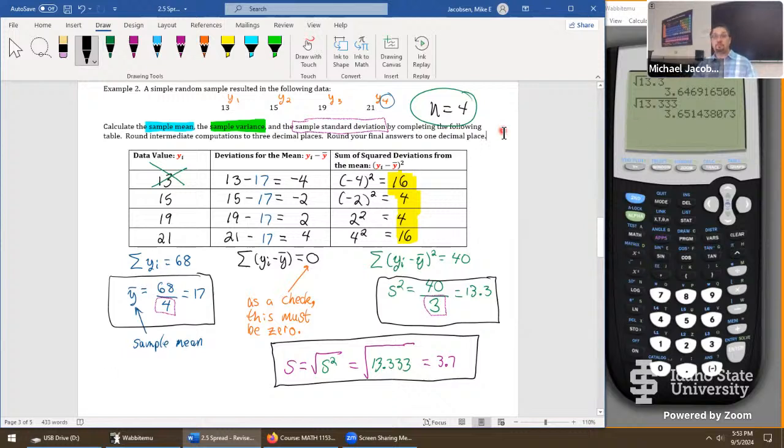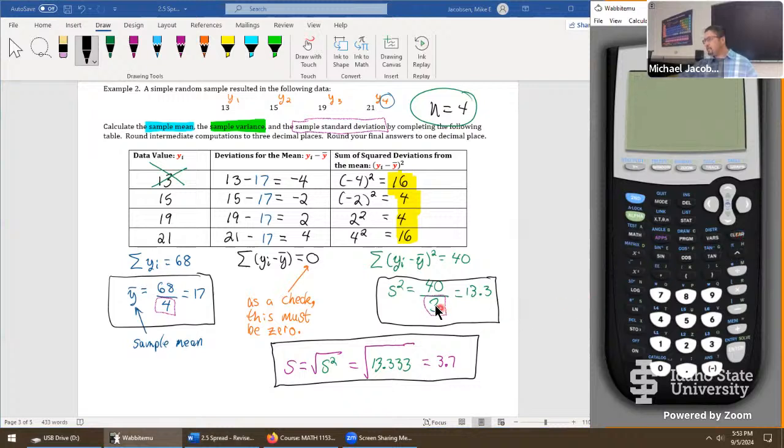Well, any questions at all, folks, with the full process? Okay, just another thought though. For the variance, S squared, when you're doing this in the calculator, everyone's pretty much going 40 divided by 3, for 40 thirds. If you want to do this as fast as possible, you can do another thing.